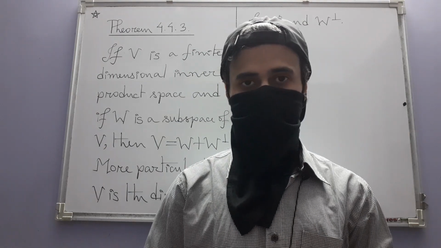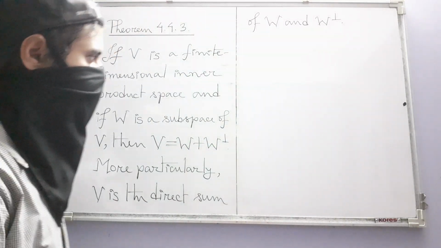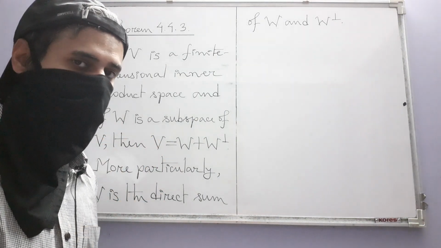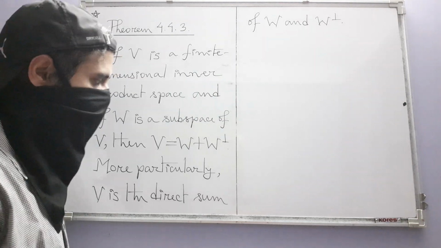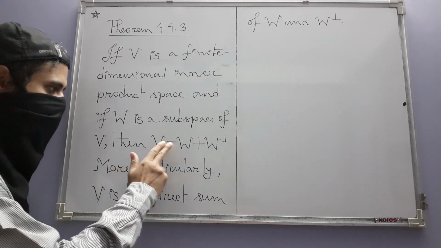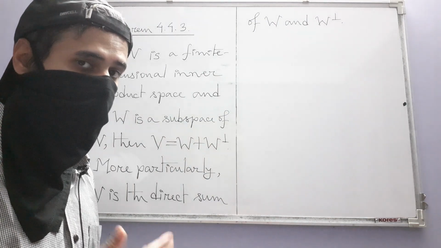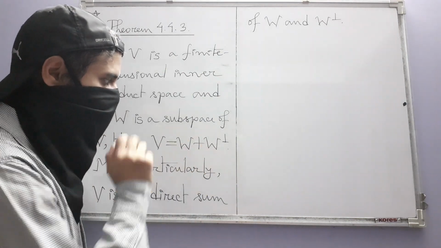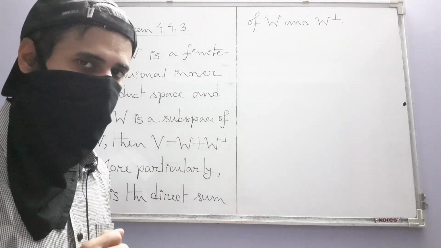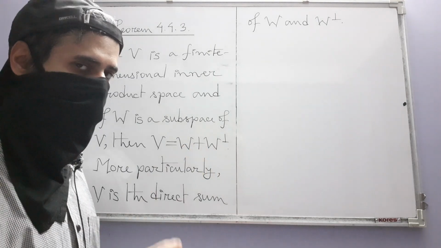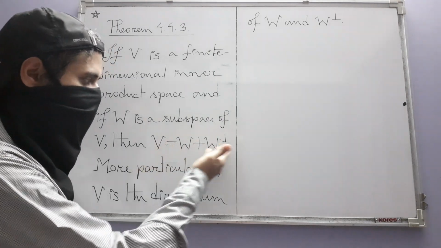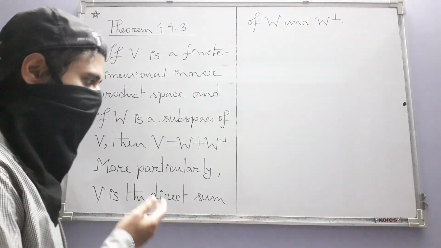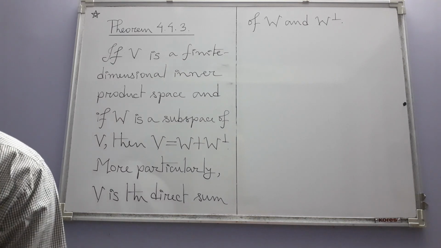Alright, so let us now prove that if we are given a subspace W in an inner product space V which is finite dimensional, then V is the sum of W and its orthogonal complement. But because we have already proved that these two subspaces intersect trivially, that is, their intersection is the zero subspace, once we prove this, it would imply that this sum is a direct sum. So let's see how that can be done.